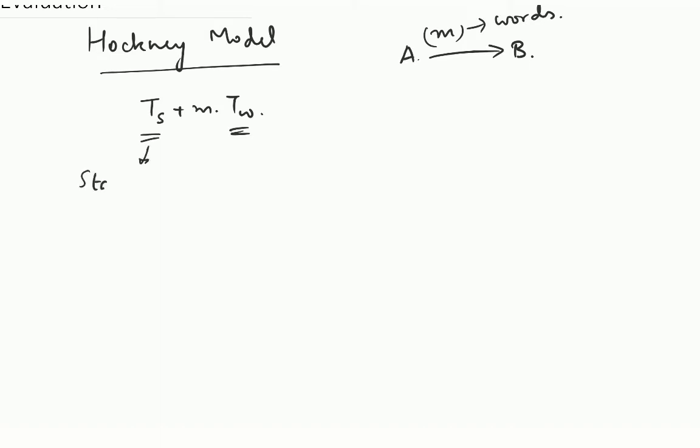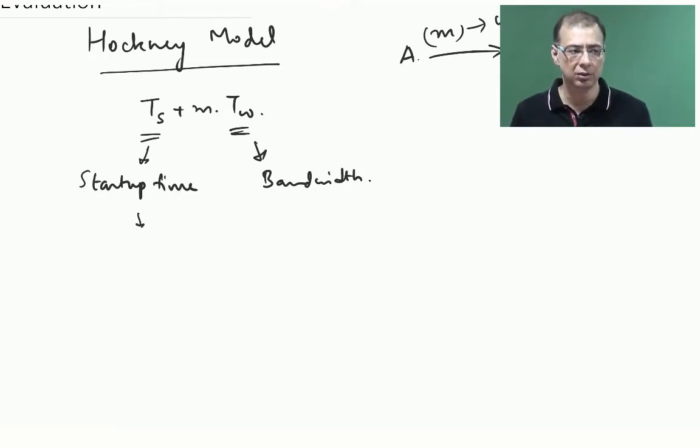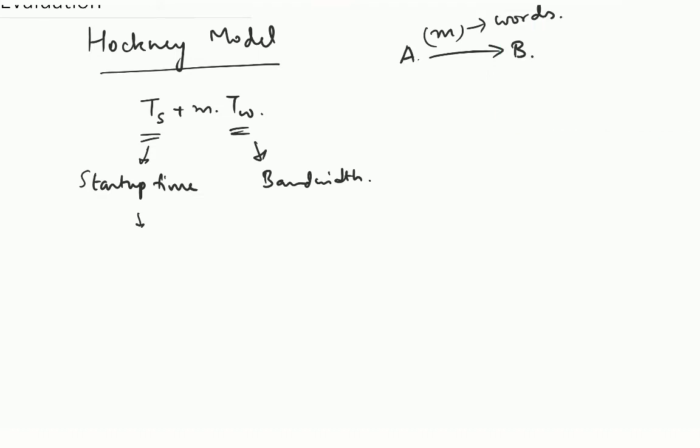Ts is basically the startup time, and Tw is related to bandwidth. Okay, we'll see how. So what is the startup time? When A wants to send to B, A has to basically do some processing. What is the processing it has to do? There's code involved. The code has to be executed on the processor, so that takes some time to execute. And then the message has to be copied into the network buffers, and any other buffering in between also has to happen.